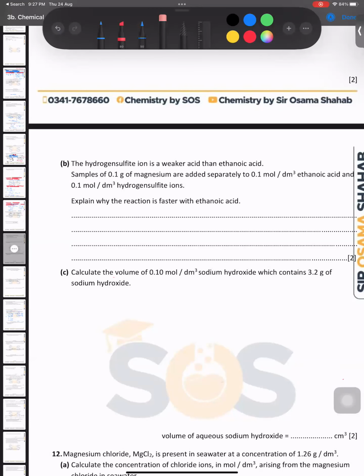So bachcho, we know that if you want to find out the volume, or you can see this, the concentration is given to you and the mass is given to you. So you can find out the moles from this, right? So moles is equals to mass over mr. The mass is 3.2 and the mr is 40. So how many moles we have right now? 0.08. All right.